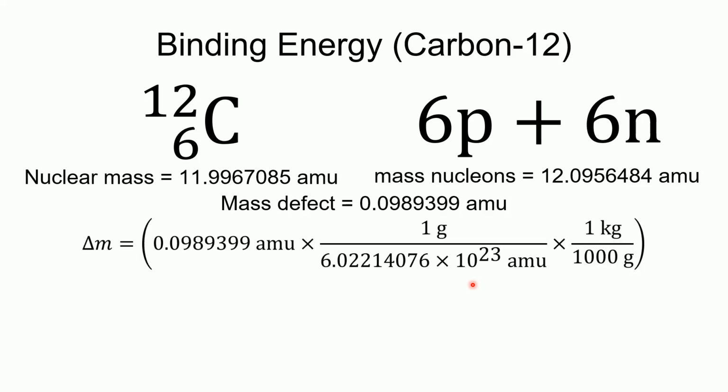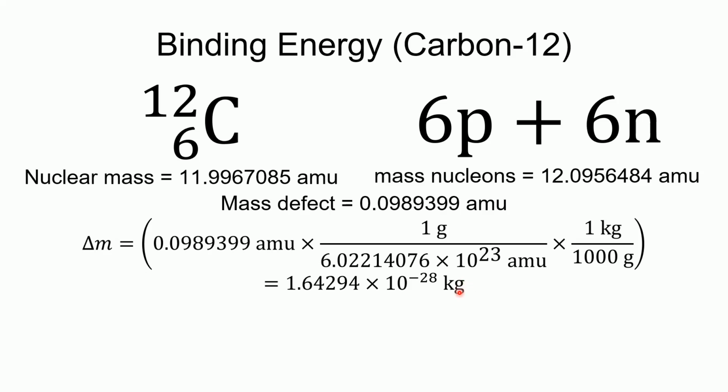So we'll take the 0.0989399 atomic mass units. We'll divide that by Avogadro's number, 6.022140076 times 10 to the 23rd, and that is AMUs per gram. Again, that's Avogadro's number. So now we're in grams. And then we will divide that by 1,000 to get us to kilograms. And so this is our mass defect in kilograms, which is hardly anything, but that's the mass defect for exactly 1 carbon-12 atom.